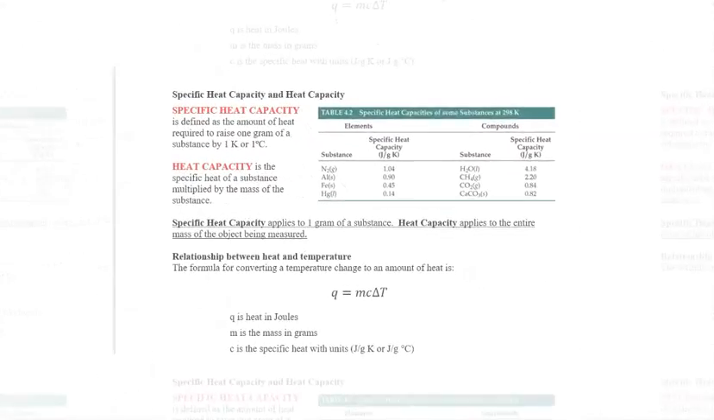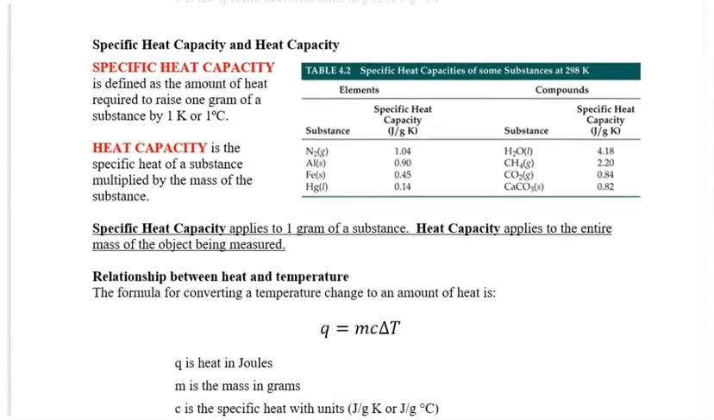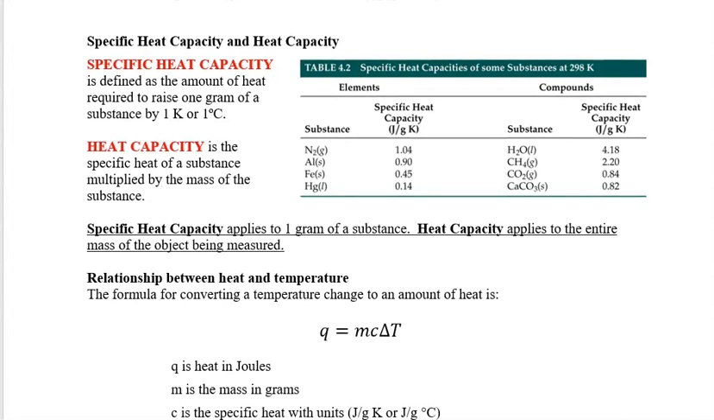All right, let's deal with some important terms that we're going to be dealing with in this unit. Specific heat capacity and heat capacity. So specific heat capacity is defined as the amount of heat required to raise 1 gram of a substance by 1 degree. The degree could either be in Kelvin or centigrade. It doesn't matter because 1 degree on those scales is the same. It doesn't matter which scale you use.